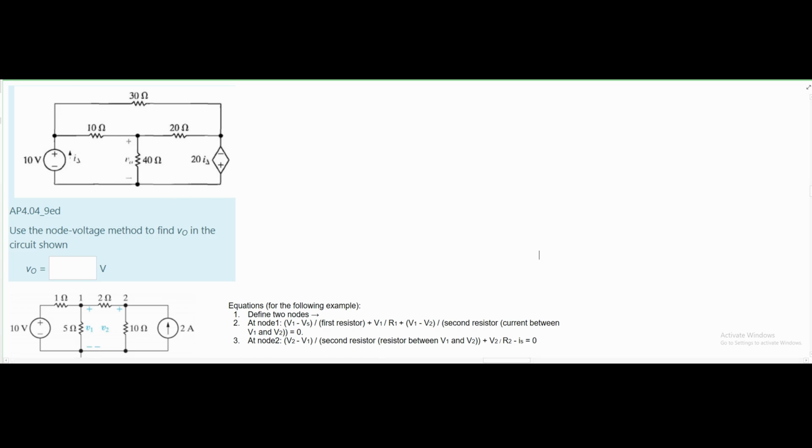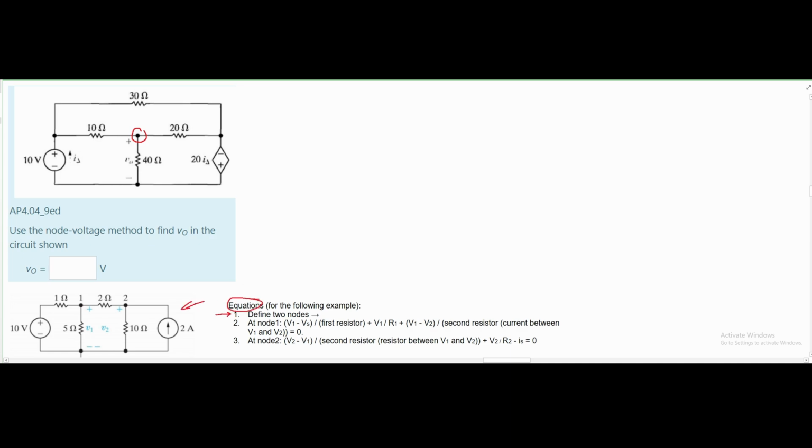In this problem, we are given the following circuit diagram right here. We need to use the node voltage method to find V0 in the circuit below. This is perfect because our V0 is located right here in the middle of this node. So we're going to be using this node as our primary node. Step 1, we define our nodes.